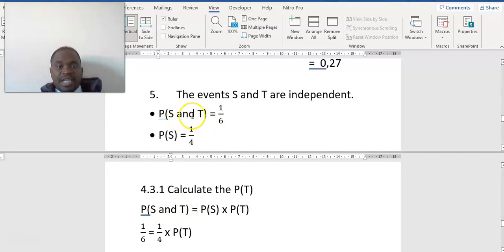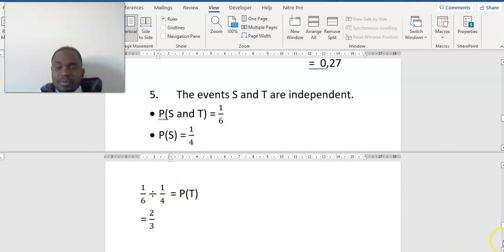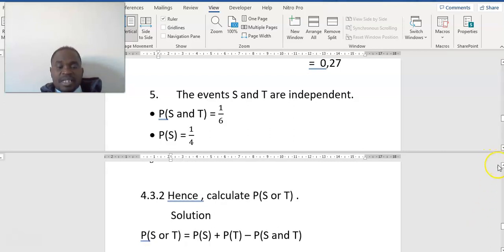We know the probability of S and T is 1/6, equal to the probability of S, which is 1/4, times the probability of T. If I transpose 1/4, it's multiplying, so it's going to divide. I'm going to have 1/6 divided by 1/4, and if I press this on the calculator, I'm going to get 2/3. That's the probability for T.